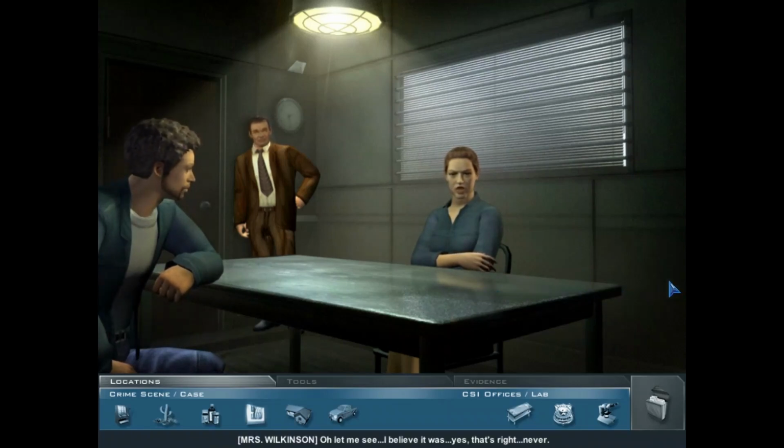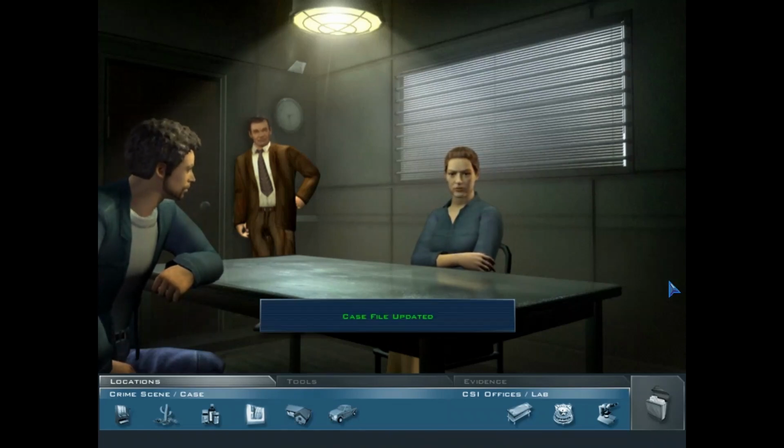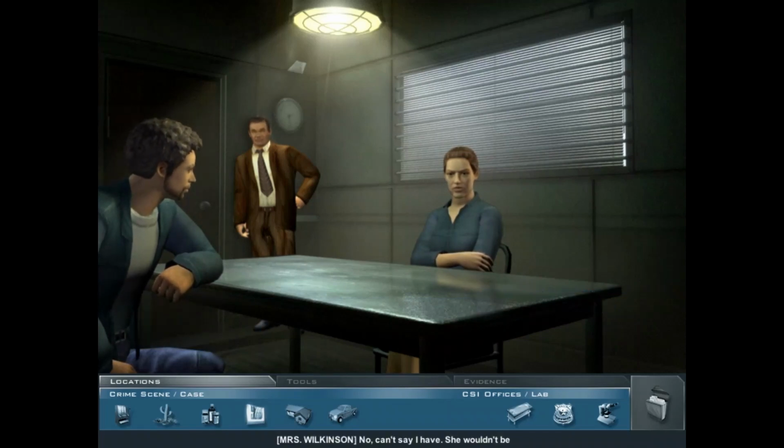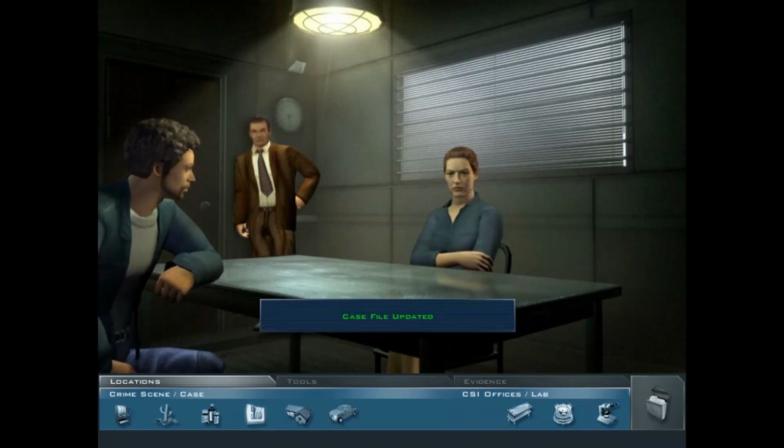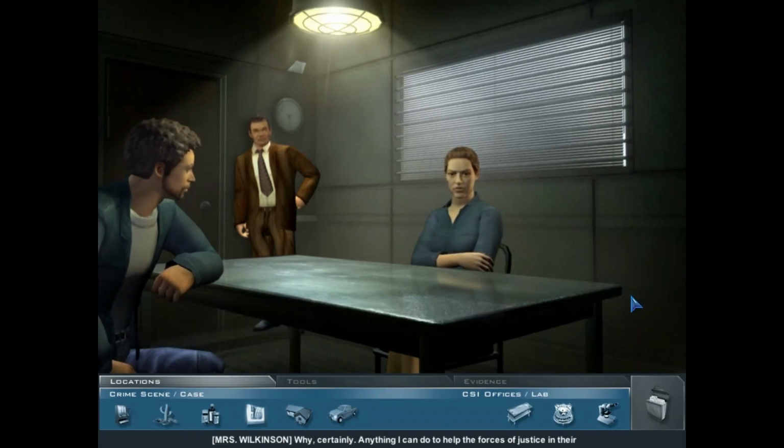Oh, let me see. I believe it was... Oh, yes, that's right. Never. You've never driven it. Your husband says you have a spare set of keys. I do, but I couldn't drive it if my life depended on it. It's a stick shift, and I'm strictly an automatic female. No, can't say I have. She wouldn't be another one of Edward's little chippies, would she? If so, she's free to get herself murdered too, as far as I'm concerned. Why, certainly. Anything I can do to help the forces of justice in their efforts to disrupt our lives, trample our good reputation, and violate our privacy.